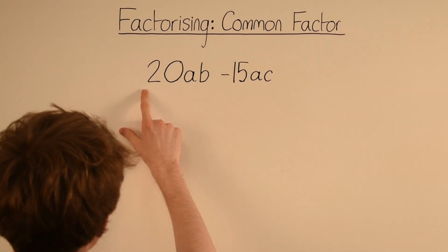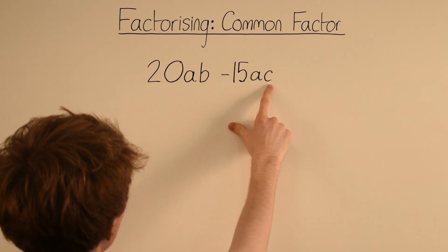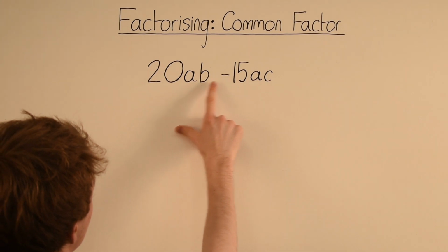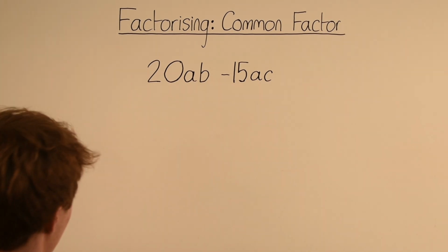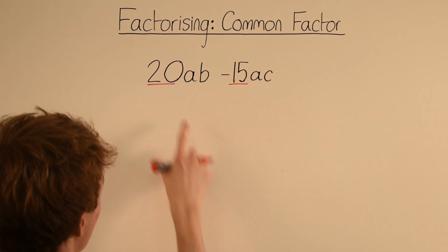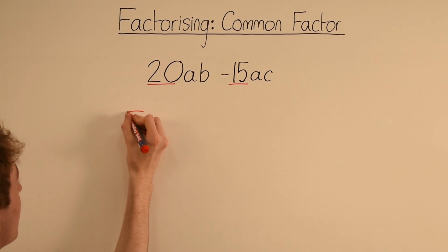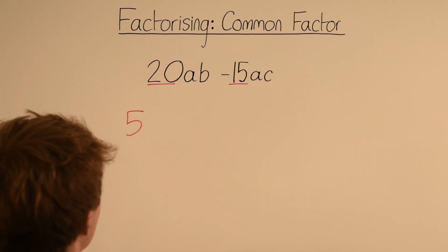Okay, so now we want to factorise 20ab minus 15ac. So we want to find the highest common factor of these two terms here. So we'll start with the numbers again. We've got a 20 and we've got a 15. So what is the highest common factor of these two numbers? Well, that number is 5, so we're going to write that here.